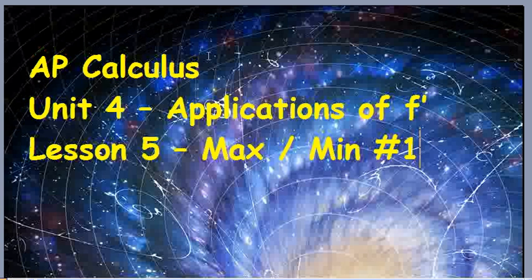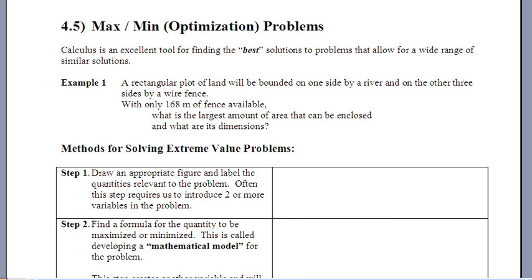So we're up to lesson 5 for unit 4, and we're going to switch gears a little bit. We're going to look at 3 lessons in a row that are going to involve what we call max-min problems or optimization problems. And we're kind of going to do this just by on-the-job training, just one little page of theory here, and then we're just going to try out a whole bunch of different examples.